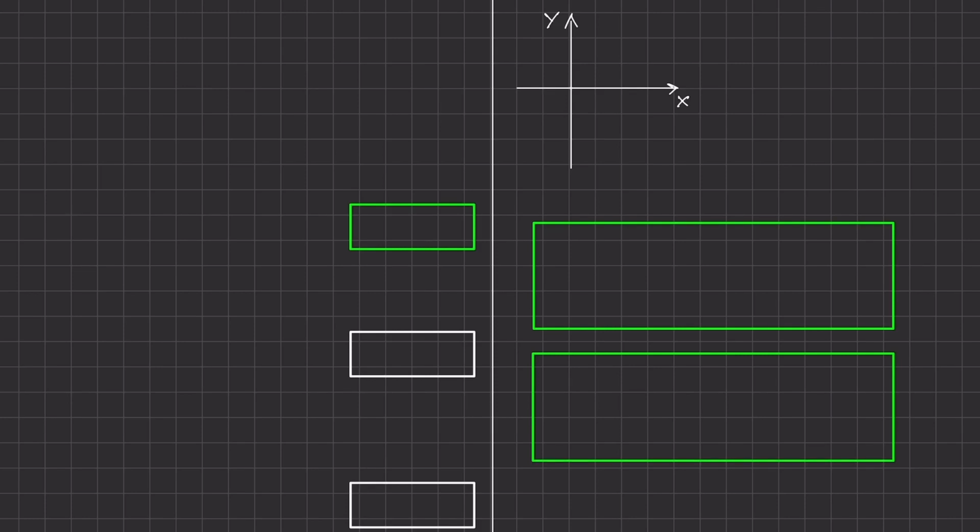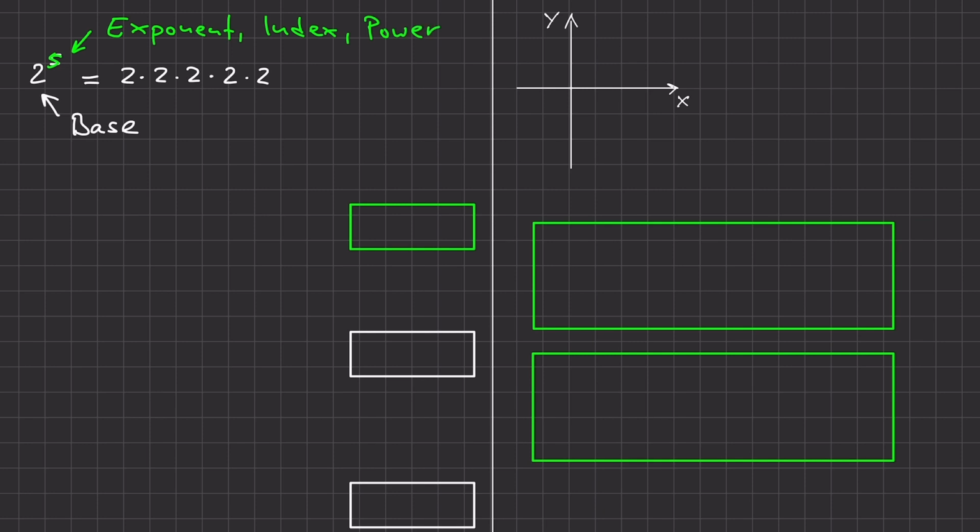This video is going to be an introduction to logarithms. Recall that 2 to the 5th, or 2 raised to the power of 5, is 2 times 2 times 2 times 2 times 2, where the 2 is called the base and where the 5 is called the exponent, index or power. Sometimes the whole expression is also called power, so don't get confused by that.